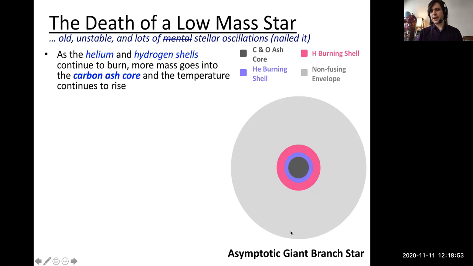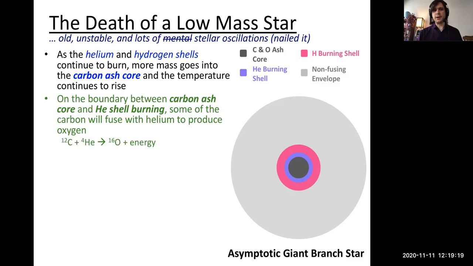So over here, I have a nice graphic of what our asymptotic giant branch star looks like. This is a cross section. Here is our carbon and oxygen ash core, surrounded by a helium burning shell, surrounded by a hydrogen burning shell. And then all of that is in the envelope of the star. The temperatures are still starting to go up, and the core is getting more and more electron degenerate.